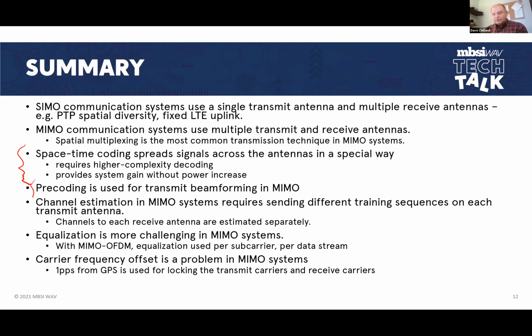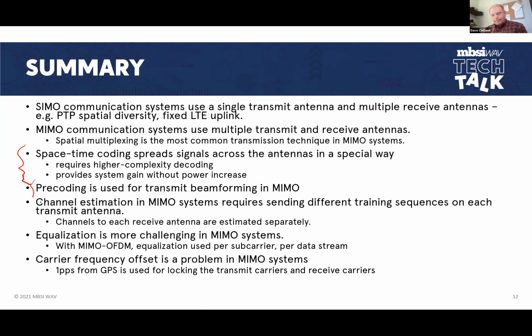The channel estimation in a MIMO system requires different training sequences for each antenna. The channels to each receive antenna are estimated separately. In case you were wondering about that, it's not one CQI that comes back from the CPE. If there are two streams, there are two CQI messages that always come back from the CPE. And if there are four, then it's four messages that come back at 4-stream MIMO. So there's one for every channel.